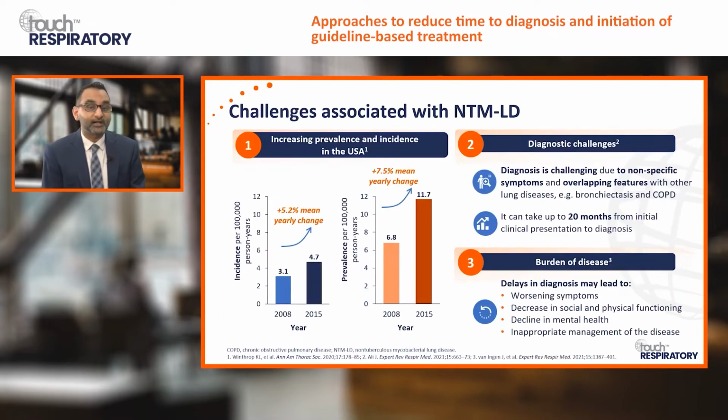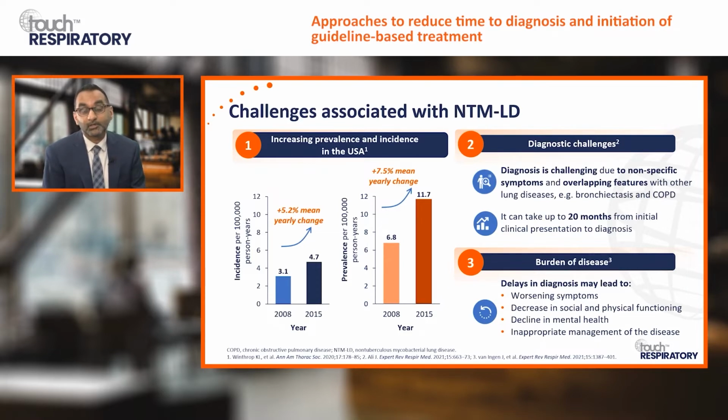So there are a number of challenges associated with NTM lung disease. We know that NTM lung disease is increasing in prevalence and incidence in the US. And there are a number of reasons why: the population is aging, diagnostic capability is improving, and the clinical suspicion is increasing. For 2008 to 2015, there's been about a 5% increase in incidence and about a 7% increase in prevalence over a number of years.